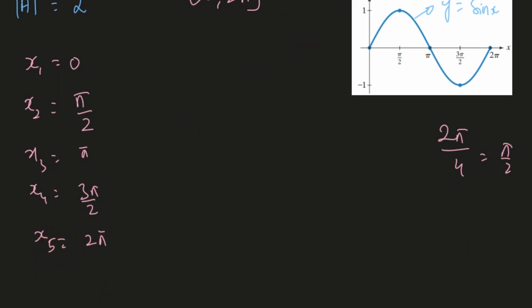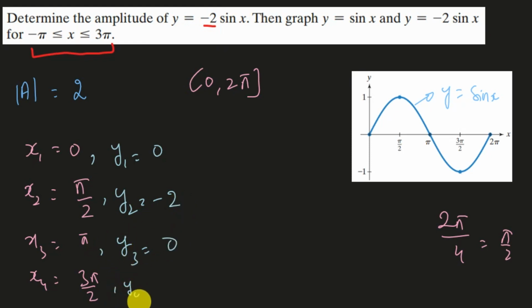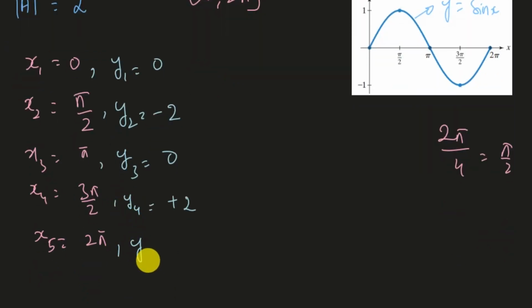Now when x is 0, y1 would also be 0, because sine 0 is 0 multiplied with minus 2, so that is 0. Now y2: sine pi by 2 is 1, so 1 times minus 2 is minus 2. Then y3 would be 0. y4 would be plus 2, because sine 3 pi by 2 is negative 1, so negative 1 multiplied with negative 2 is 2. Then y5 is again 0.